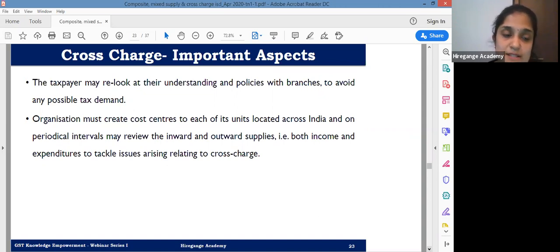So the organizations may need to track these aspects, treat each and every unit as a separate cost center, and see what are the various expenses which are being incurred at a particular location, like say head office. For example, see what was the actual cost incurred which is actually attributable to the other branch located in a different state. Accordingly, see whether cross charge is required to be done, or whether a credit distribution is to be done based on the ISD registration, which I will also be looking at.